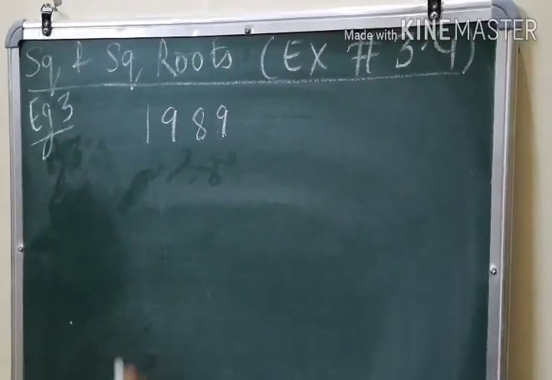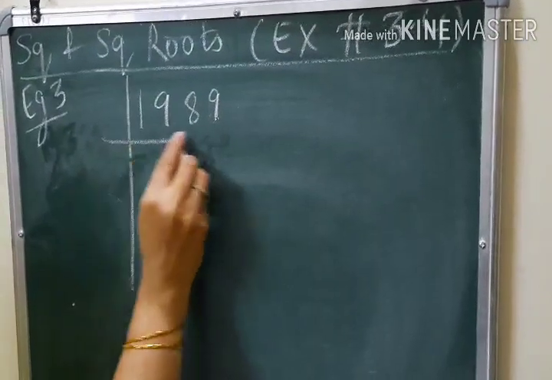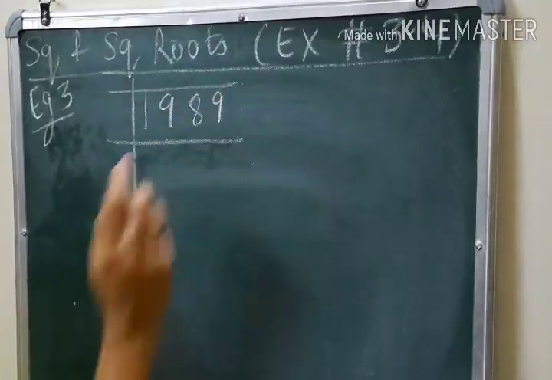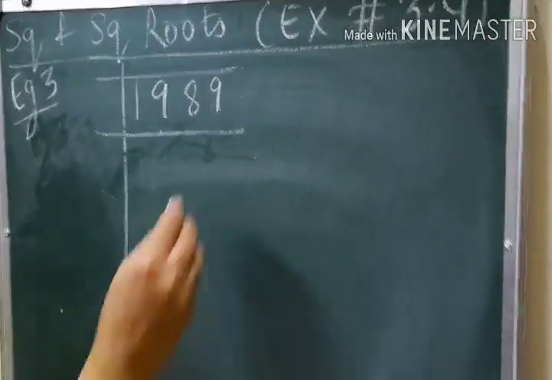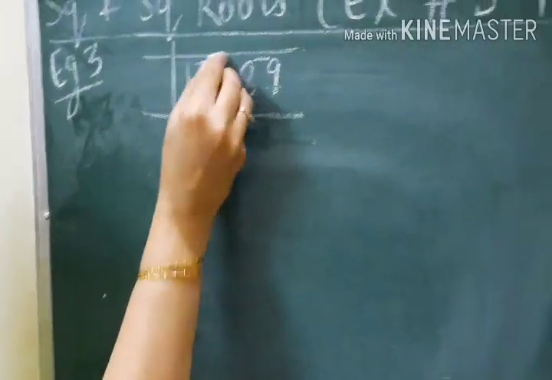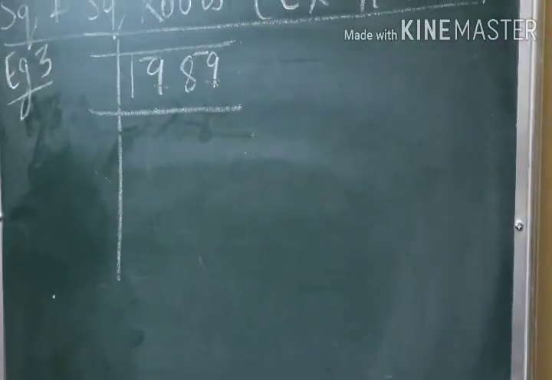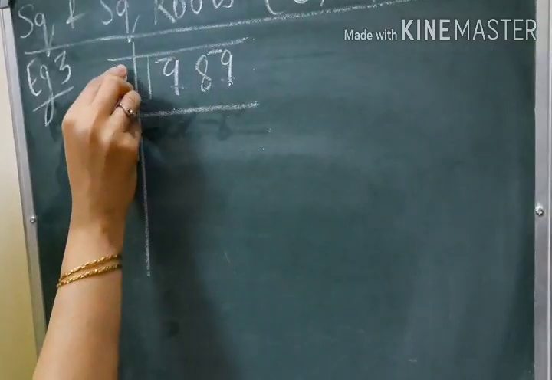So how to do this? What we'll do, we'll first find the square root of this. Again, for finding square root I told you to make the pairs first. So start making the pairs. 4 4s are 16.